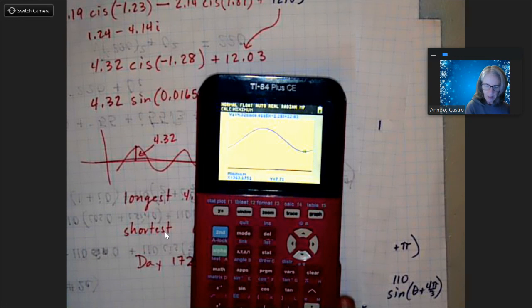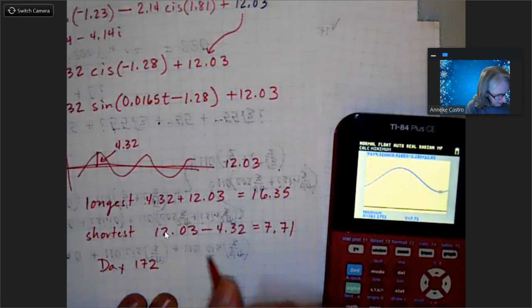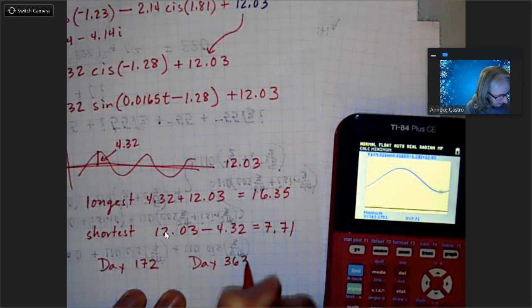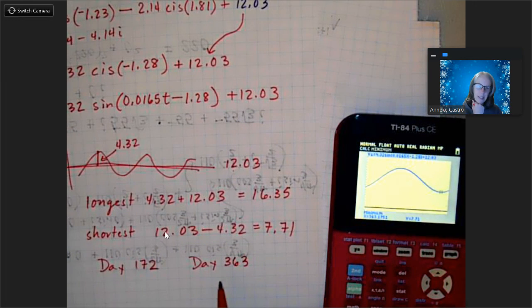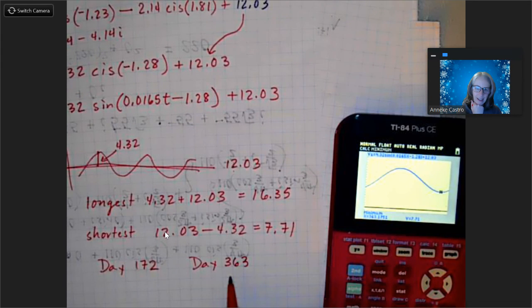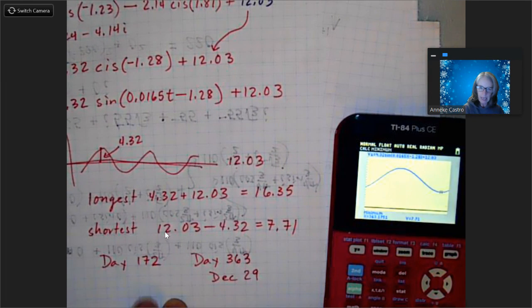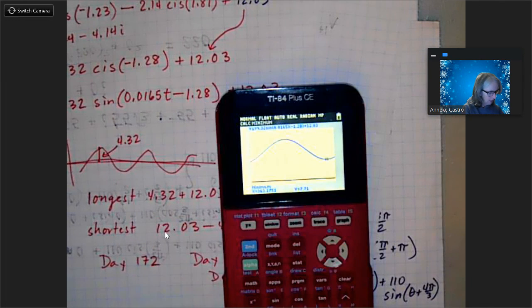Day 363. Well, that's kind of easy to figure out, because there's 365 days in a year. So this is going to happen 2 days before the end of the year. So I know that that's going to be December 29th. You could figure out the actual date, but just finding the day by using your graphing calculator is fine.